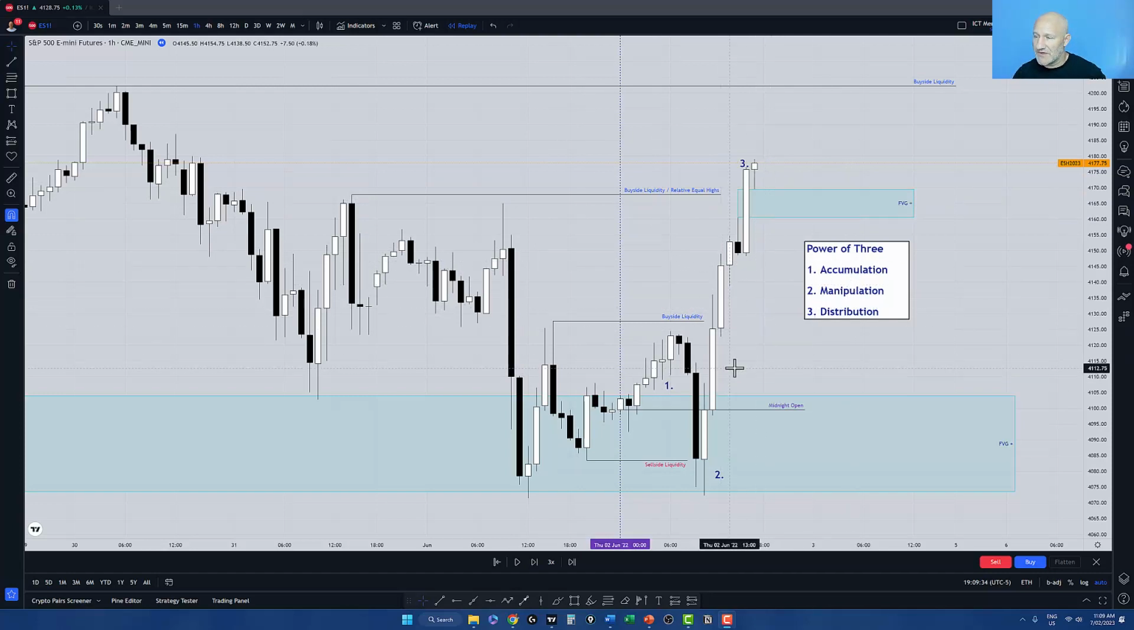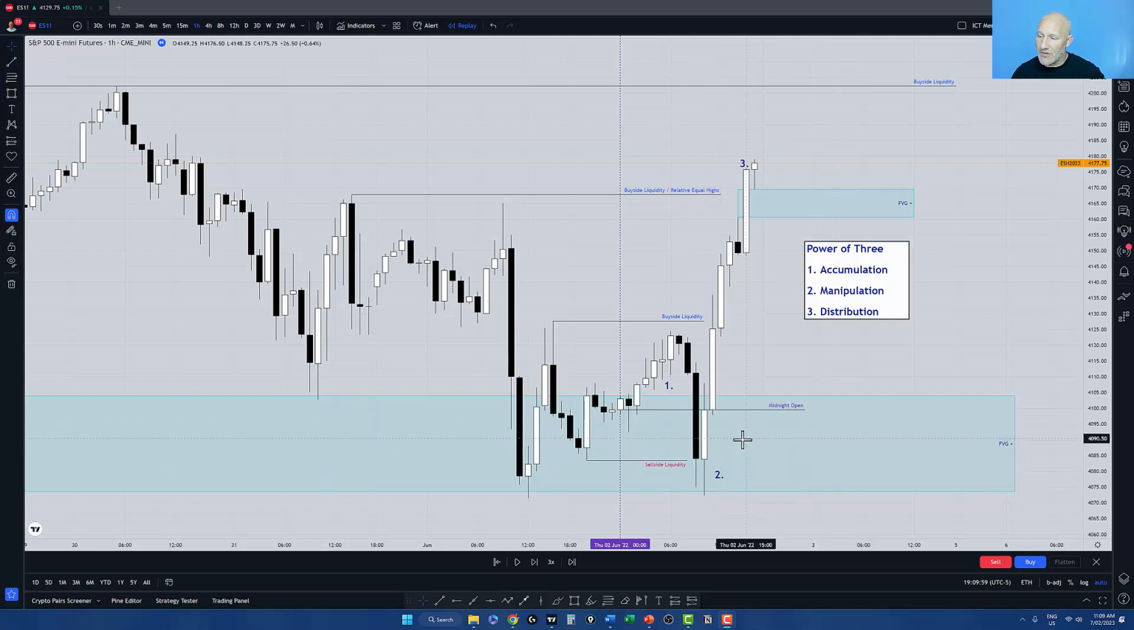And so what we see here is we have our accumulation. So this is smart money accumulating long positions. We then get a manipulation lower. And so this is where smart money is still going to be accumulating those long positions, because they're obviously using all of those sell stops here to basically create that pool of liquidity for them.